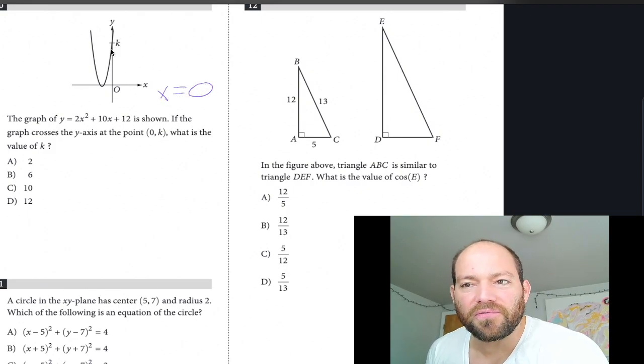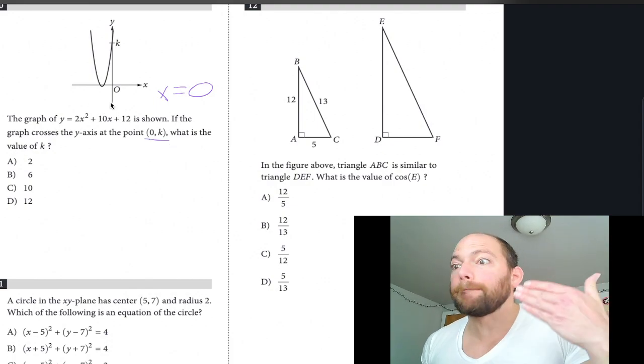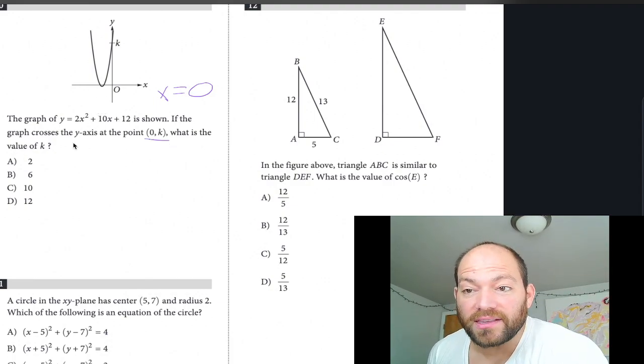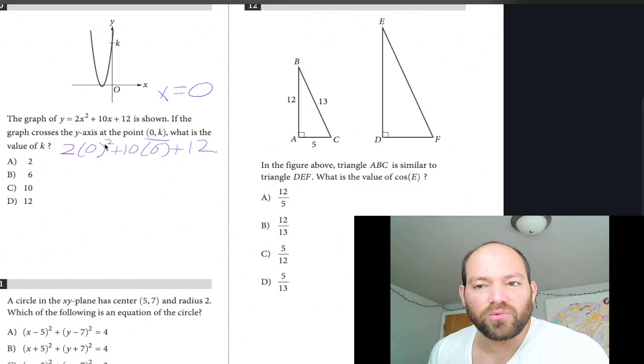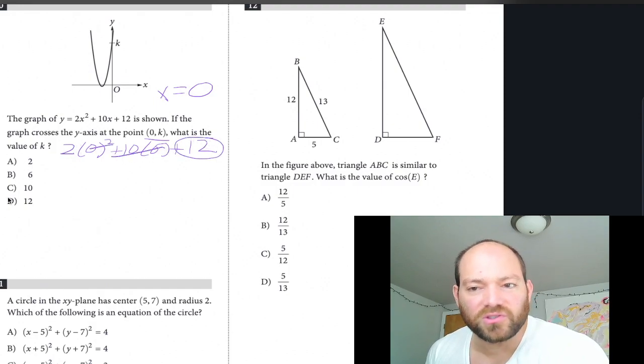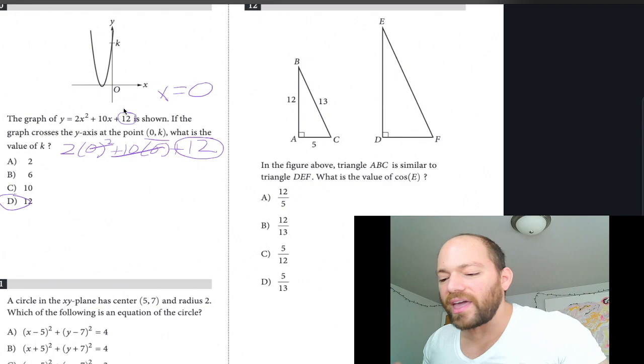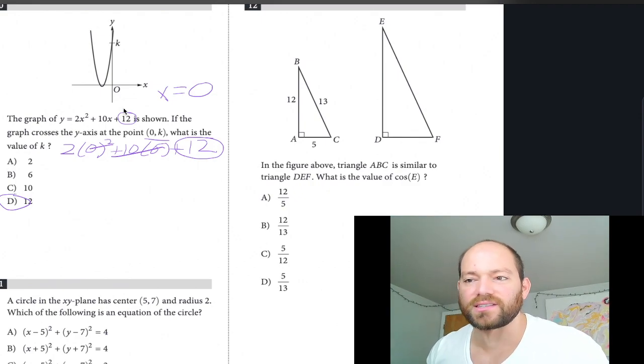You can even observe that on the graph. You can even observe it in the point they give you. X is 0. Put 0 in for x. So instead of 2x squared plus 10x plus 12, it's going to be 2 times 0 squared plus 10 times 0 plus 12. And guess what? This goes away, this goes away. Of course, we're just going to be left with the 12. Because, by the way, that's where the y-intercept always is when they give you a quadratic equation in standard form.